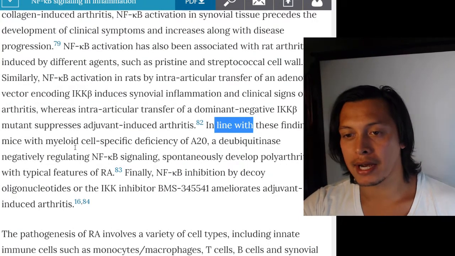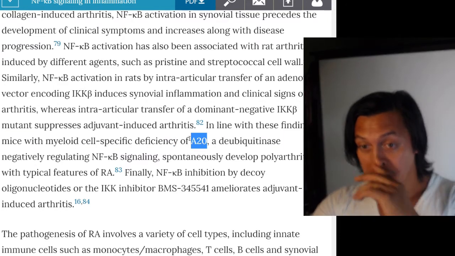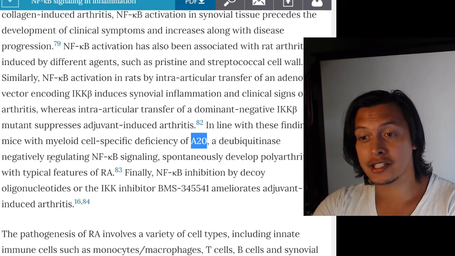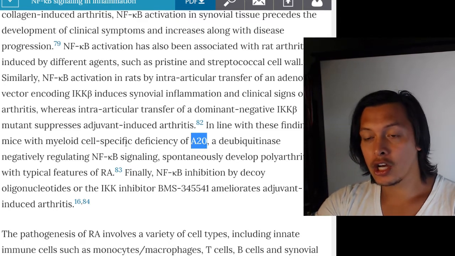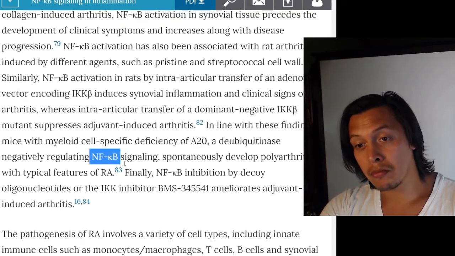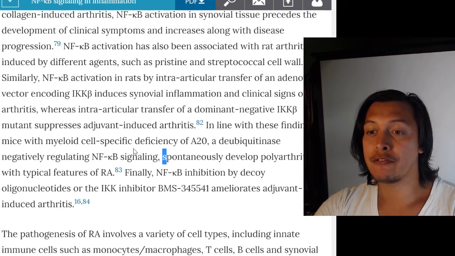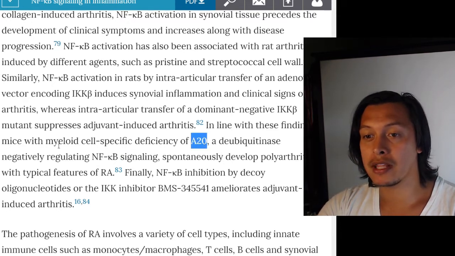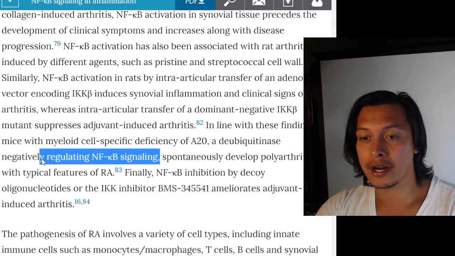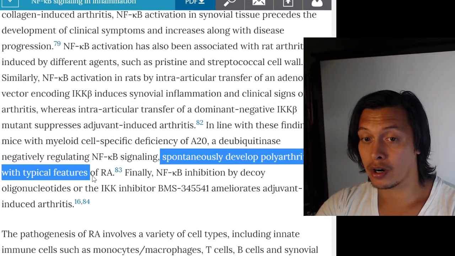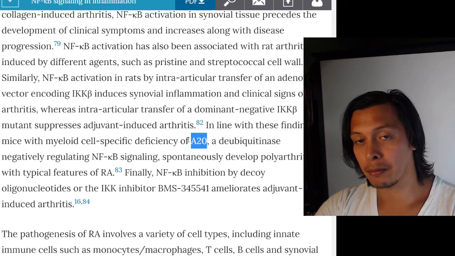So in line with these findings, mice with the myeloid cell-specific deficiency of A20, which is a deubiquitinase that negatively regulates nuclear factor kappa B signaling. So if you do not have A20, you end up positively regulating nuclear factor kappa B. If you remove this A20 from the myeloid cells, you end up with spontaneously developing polyarthritis with typical features of rheumatoid arthritis.